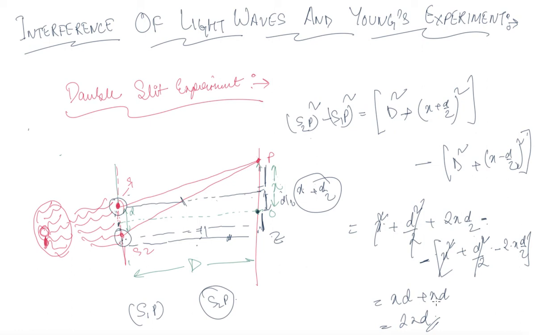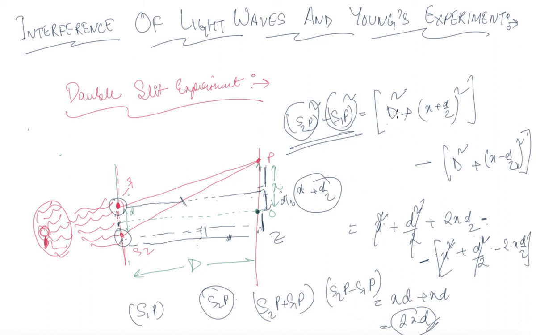Now we had a condition for a constructive interference and for a destructive interference. So when will this be a constructive interference? Twice xd, that is the distance between these two, will be S2p square minus S1p square. Now if you look closely over here, what is this? S2p plus S1p into S2p minus S1p. So this is actually equal to 2xd.